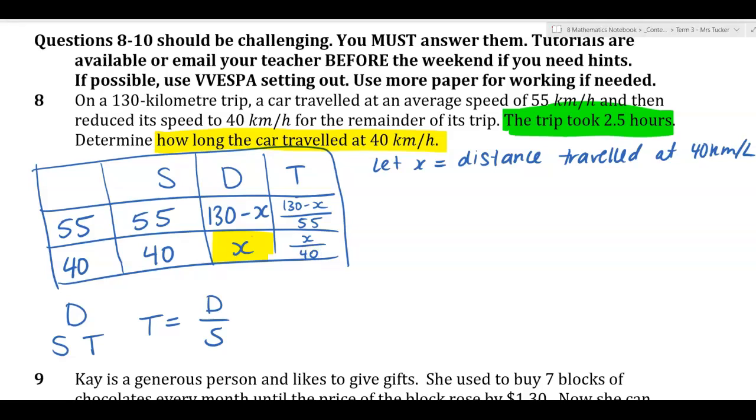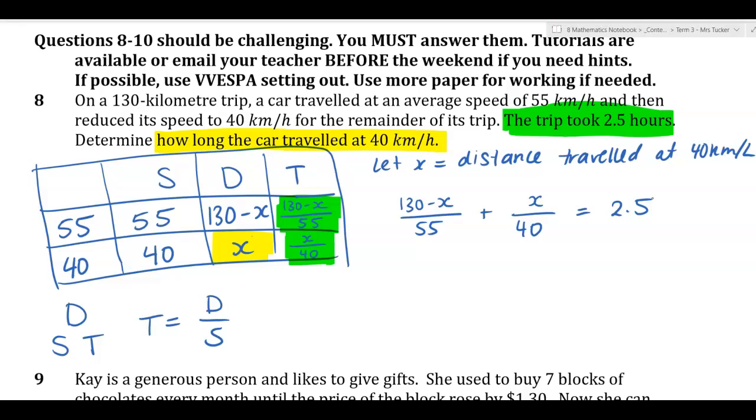So now what do I do with those 2 times? Make an equation. Great, what's the equation going to be? Don't overcomplicate it. What does the question say? How long did the trip take? 2.5 hours. Yes, Max? We're just going to add this amount of time plus that amount of time, and together it equals 2.5 hours. So the time traveled at 55 plus the time traveled at 40 together equals 2.5 hours. That's my equation.